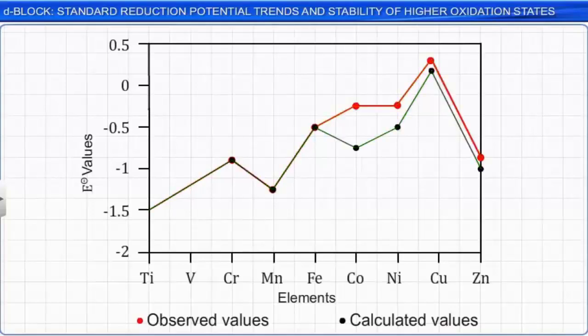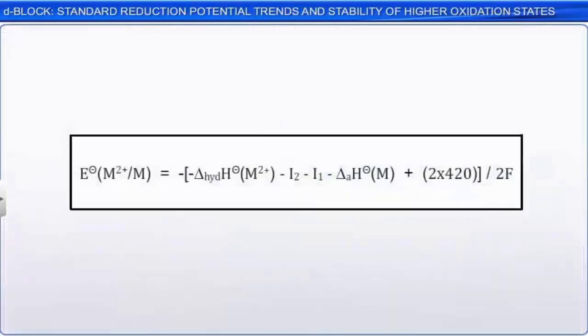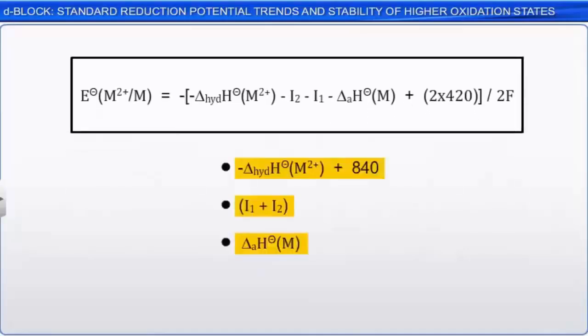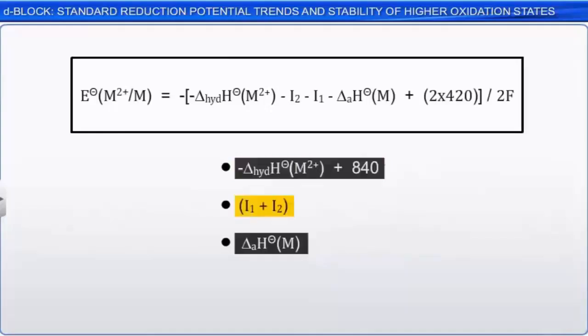The M2+ to M reduction potentials have enthalpic contributions from the terms in the equation shown here. The equation indicates that the magnitude of the reduction potential is governed by the values of three relatively large terms: the negative enthalpy of hydration of M2+ plus 840, the sum of the first and the second ionization enthalpies, and the smaller term, enthalpy of atomization. The interplay between these three terms decides the value of the reduction potential.